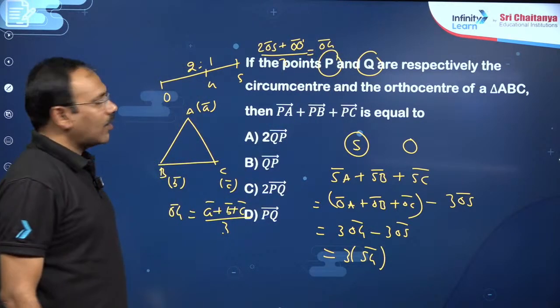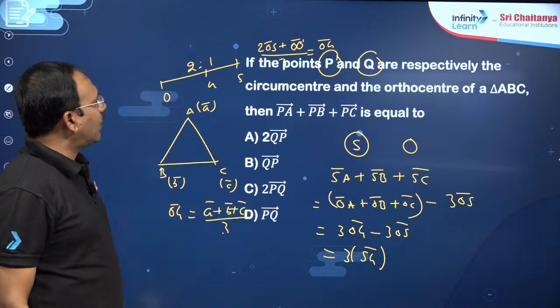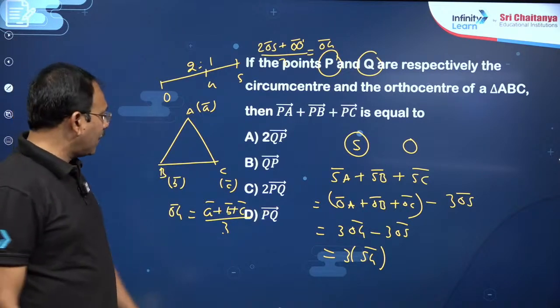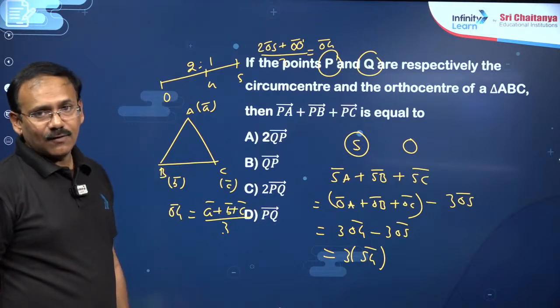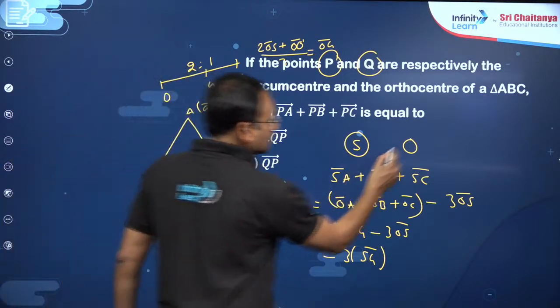So 3 OG bar, also you can write 2 OS bar minus O dash bar. With the help of this, you can simplify it to be PQ, that means ortho center kind of you can convert, my dear friends.